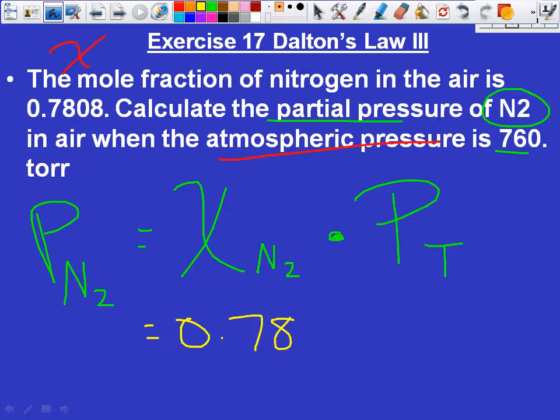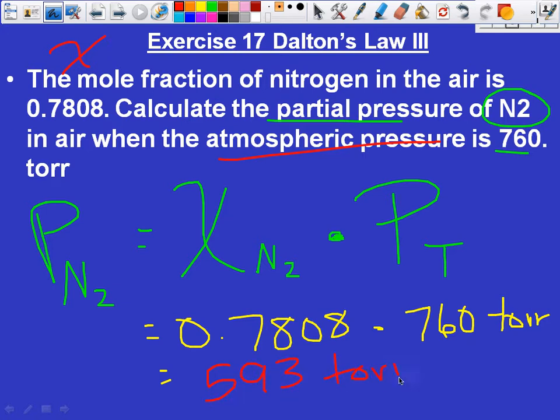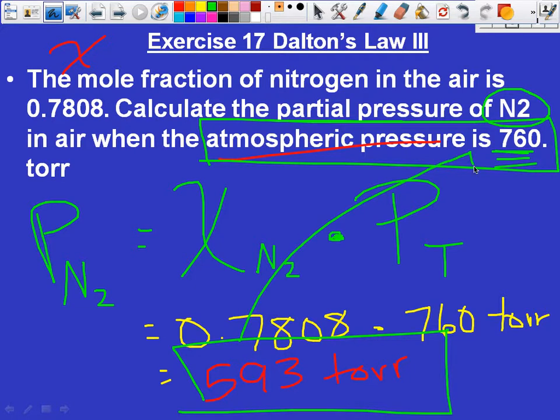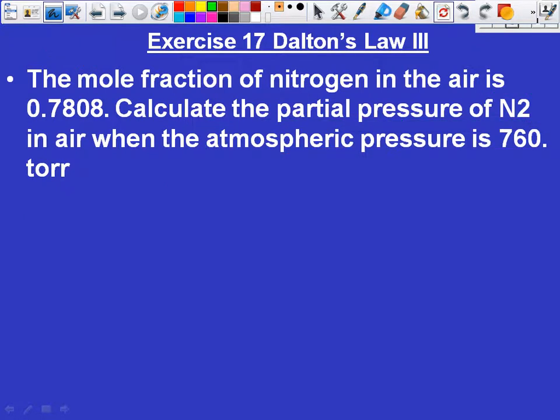So 0.7808 times 760 torr will give you an answer of 593 torr. So how does this work? The total atmospheric pressure is 760, and of that 760, 593 of it comes from nitrogen. So then you could figure out the difference and know that the remaining pressure comes from other gases in the atmosphere. Hopefully that makes sense.